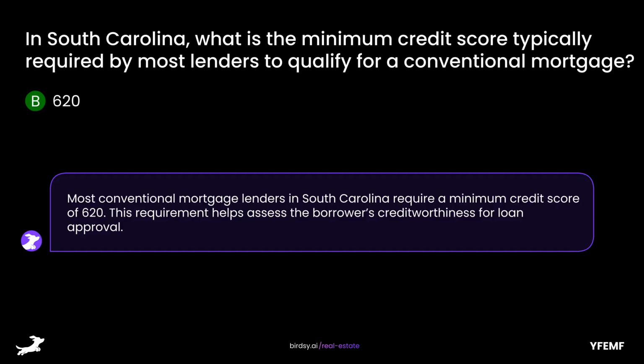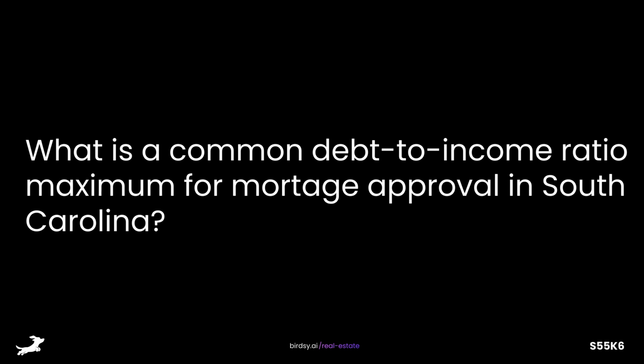Most conventional mortgage lenders in South Carolina require a minimum credit score of 620. This requirement helps assess the borrower's creditworthiness for loan approval. What is a common debt-to-income ratio maximum for mortgage approval in South Carolina?